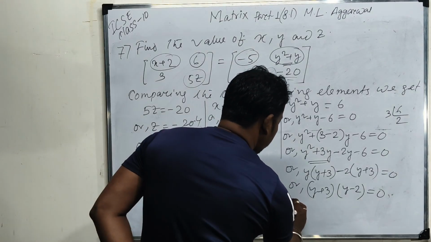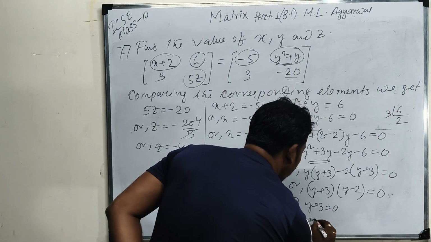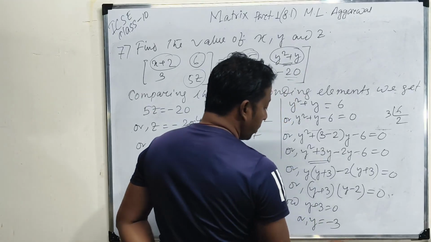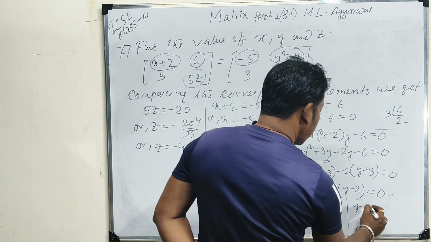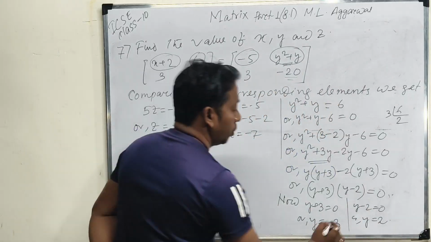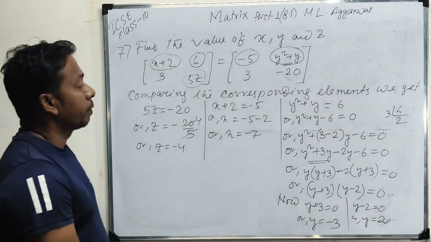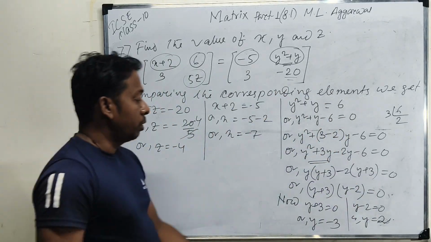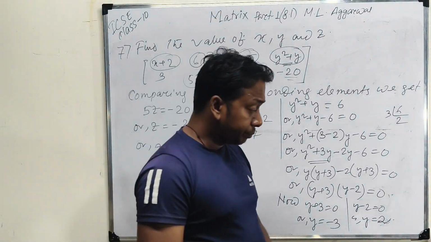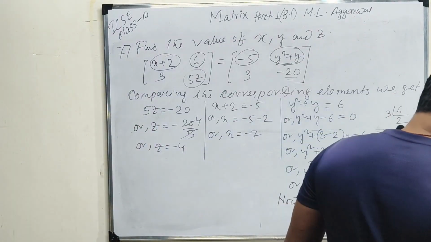Now y plus 3 is equal to 0, or y equals minus 3. If you transfer to the other side, it will be minus. And y minus 2 is equal to 0, or y equals 2. Clear? So we easily find the value of y equals minus 3 or y equals 2, x equals minus 7, and z equals minus 4. Clear? Any doubt? Okay. Now next question.